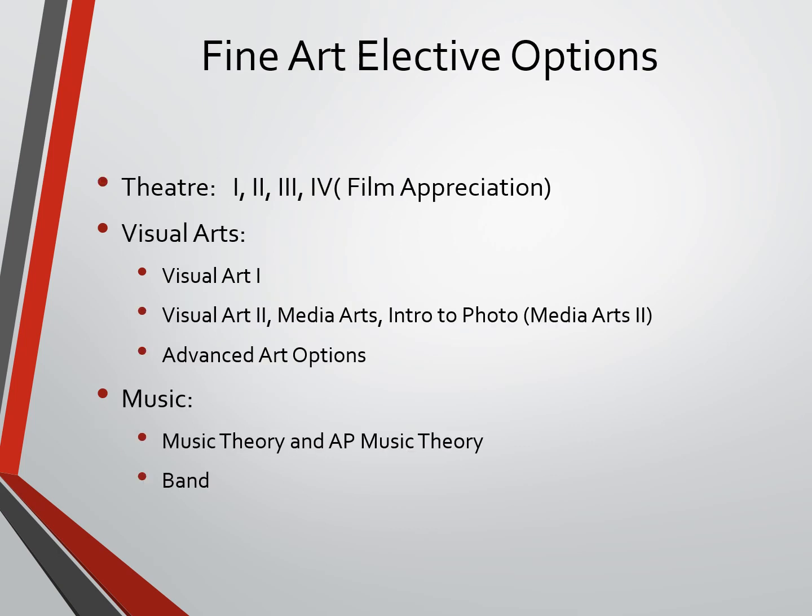If you haven't done so already, you need to get your fine art credit. There are several classes available if you're not focusing in fine art and just want to take 1 credit. You can sign up for Theater 1, Film Appreciation, which is listed as Theater 4 on the course offerings page, Visual Art, or Music Theory. If you took Digital Arts, that substitutes for a fine arts credit, so you don't have to take any other fine art.